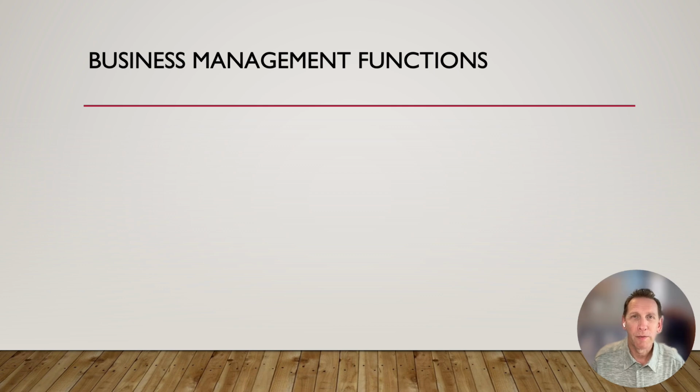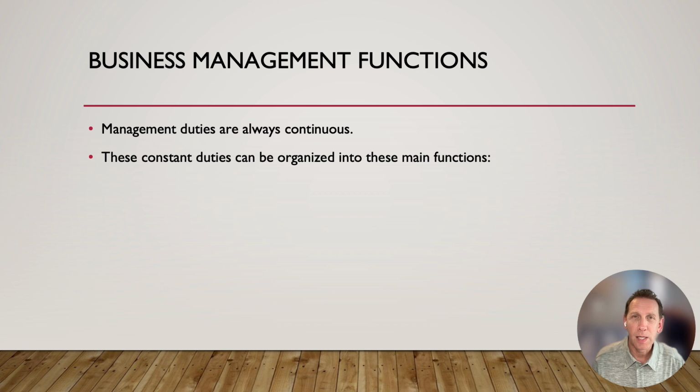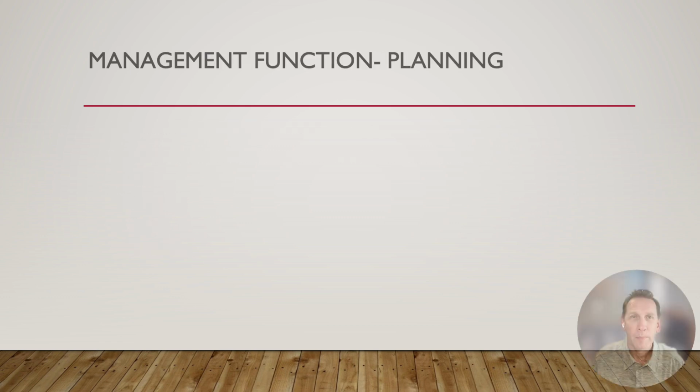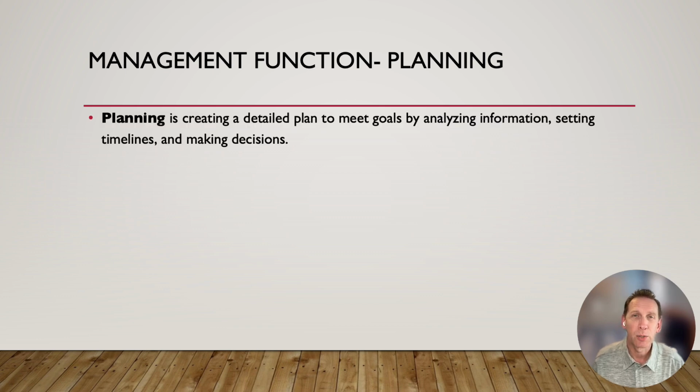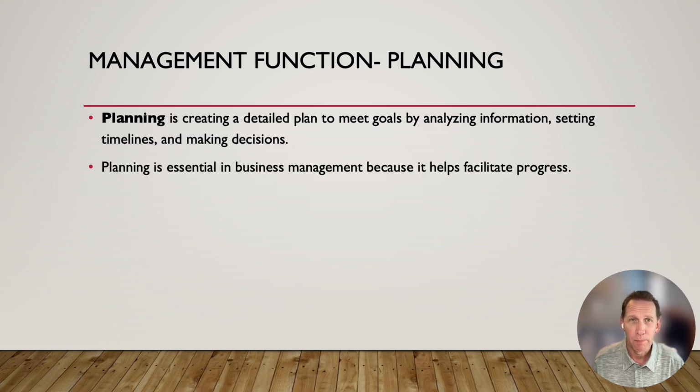So, business management functions. Management duties are always continuous, but these constant duties can be organized into these main functions: planning, organizing, leading, controlling. Now, when it comes to business management functions, planning is creating a detailed plan to meet goals by analyzing information, setting timelines, and making decisions.